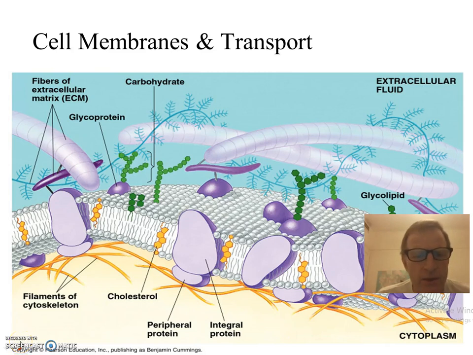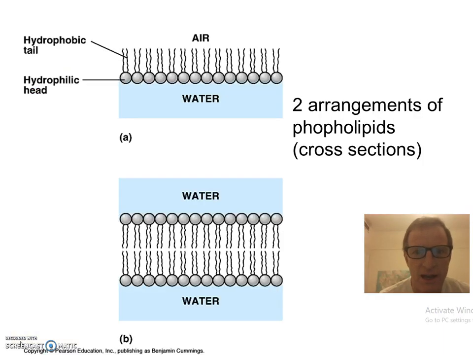Hello, in this video we're going to talk about cell membranes and transport. So here we have a picture of a cell membrane, sometimes called the fluid mosaic because it looks like a mosaic with all these different pieces and it is very fluid. So let's have a look at the phospholipid bilayer.